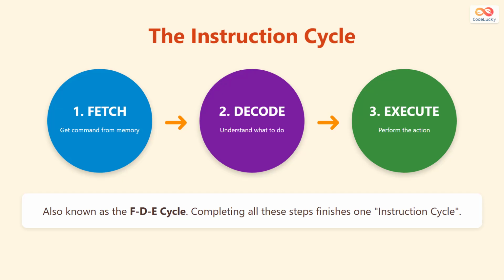Performing one of these commands is called an instruction cycle. It is not instantaneous. The CPU must go through 3 main stages. First, fetch the command from memory. Second, decode it to understand what is required. And third, execute the action. This entire loop is one instruction cycle.